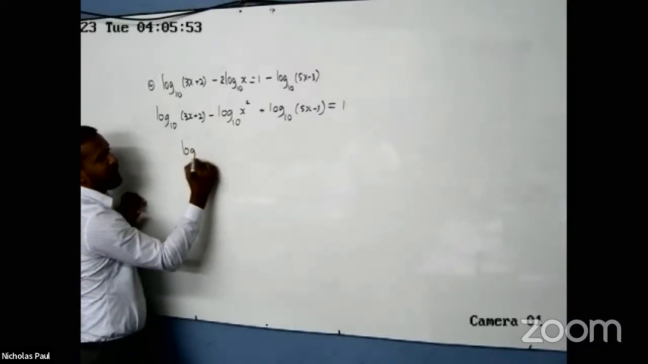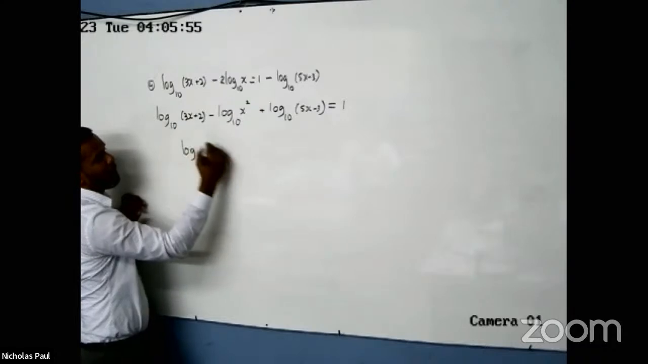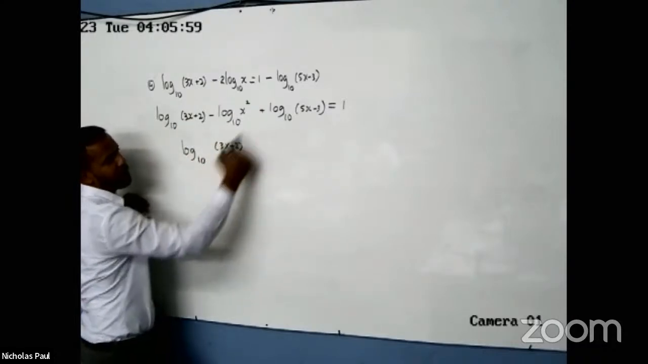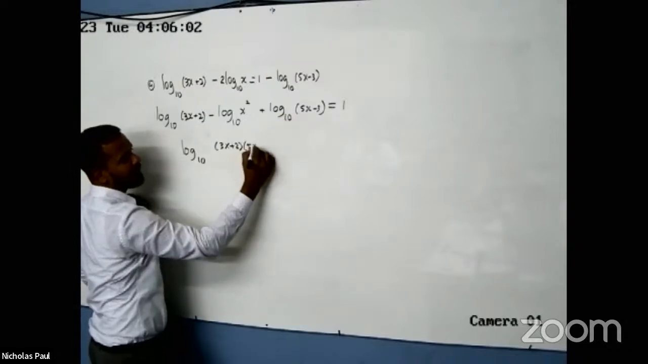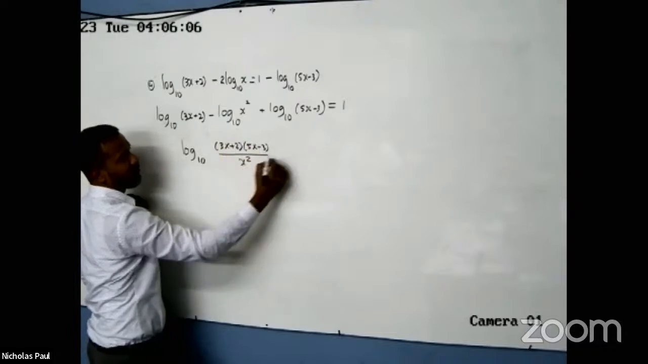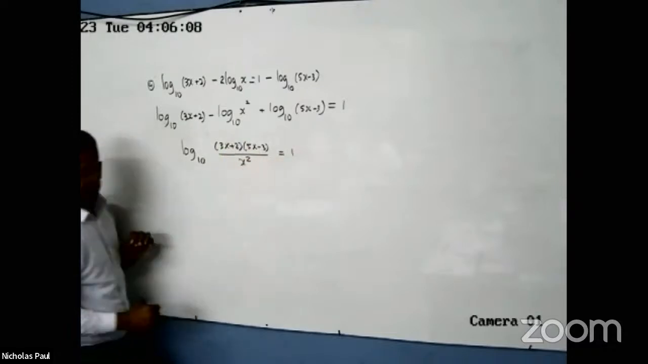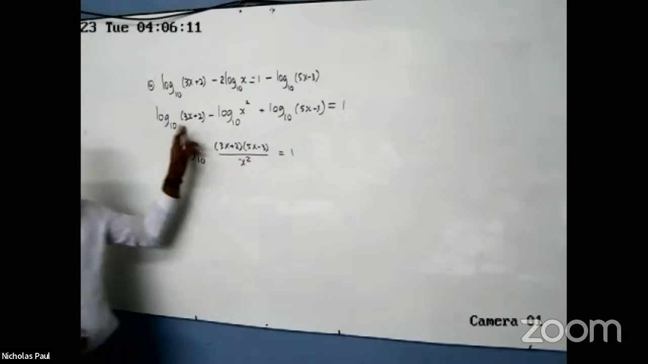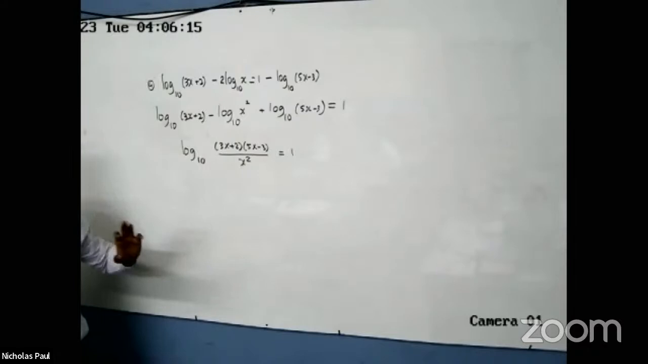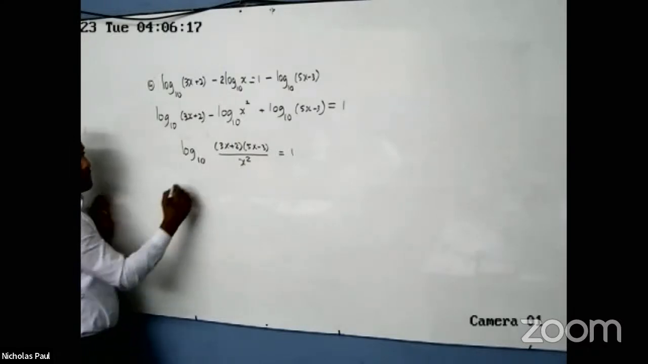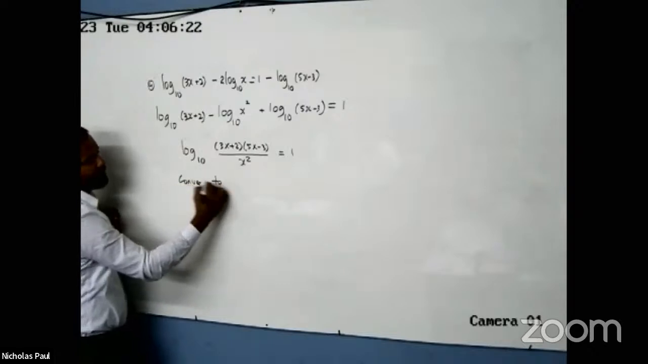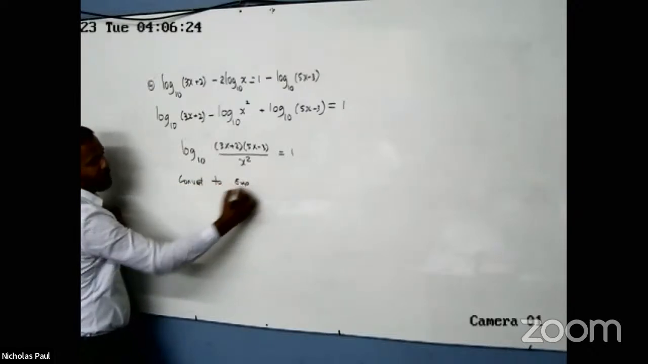So this will be log to the base 10. Oh, now see what you all did, right? So this is 3x plus 2 multiplied by this divided by this is equal to 1. So it's this by this divided by this, right? I put it all together so it doesn't look confusing. So I can convert to exponential form if I want.